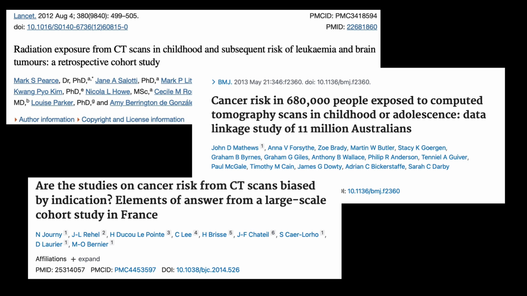Just to put it in perspective, 50 milligray of radiation triples a person's risk of leukemia in the future, and 60 milligray of radiation increases brain cancer in the future. And a CT abdomen is anywhere between 15 to 30 milligray of radiation.